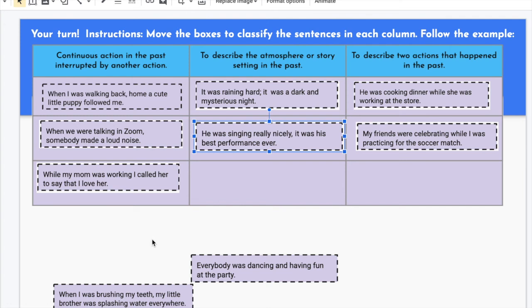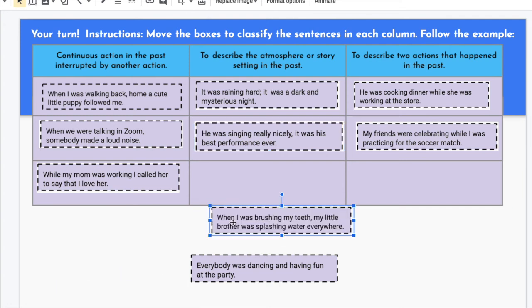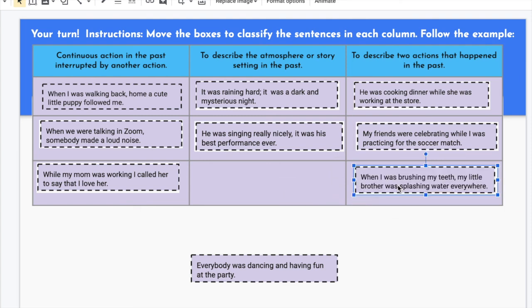Okay, let's take a look at this one. When I was brushing my teeth, my little brother was splashing water everywhere. Okay? Do I have two continuous actions here in past? What do you think? I was brushing my teeth. My little brother was splashing water everywhere. Yes, I have two continuous actions that happened in the past.